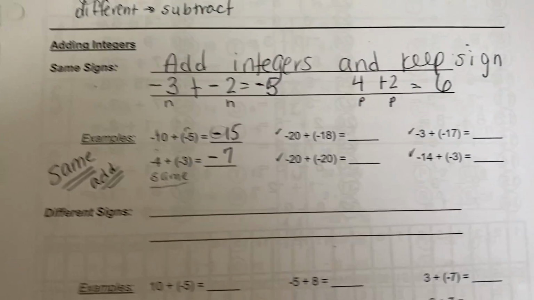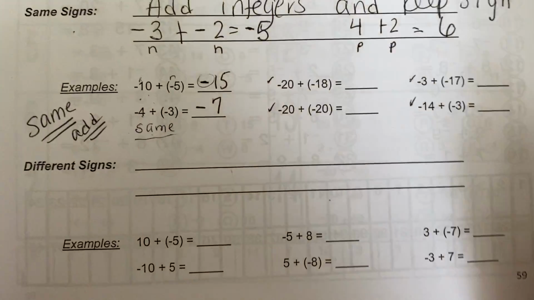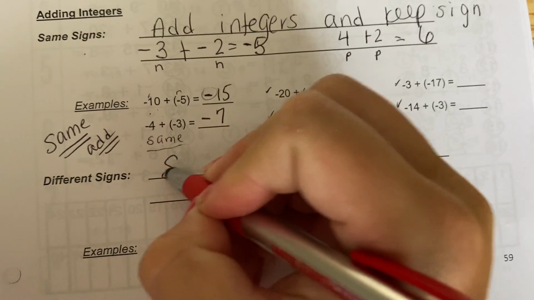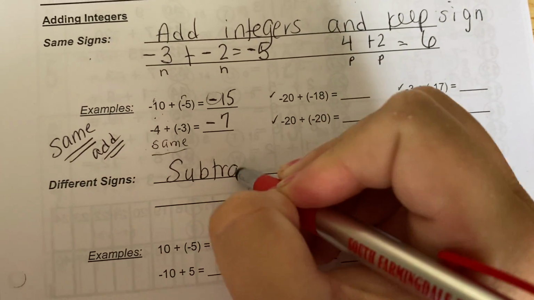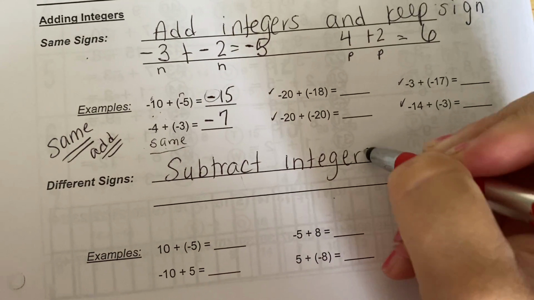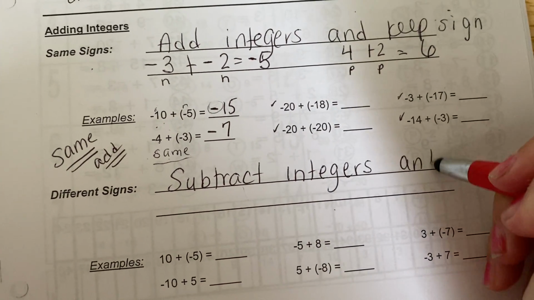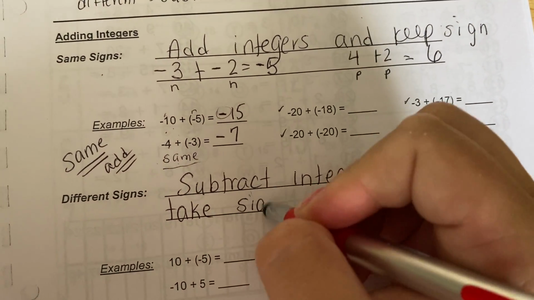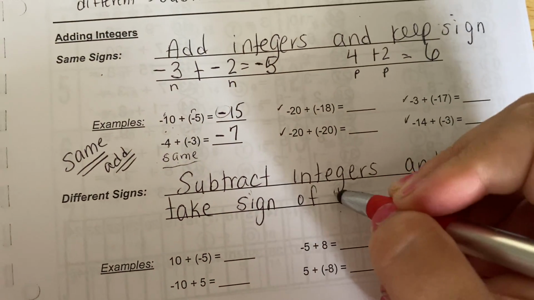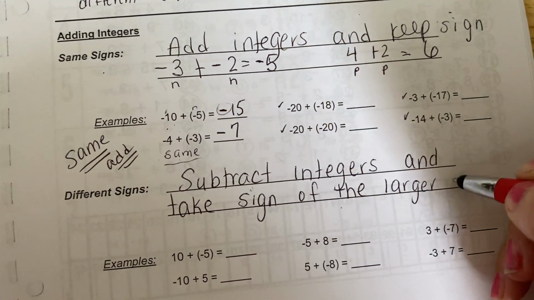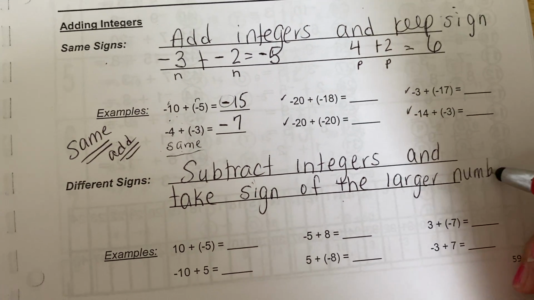Okay, now different sign is where I saw a lot of errors on the quiz, but that's okay. Different signs, you subtract integers and take sign of the larger number.